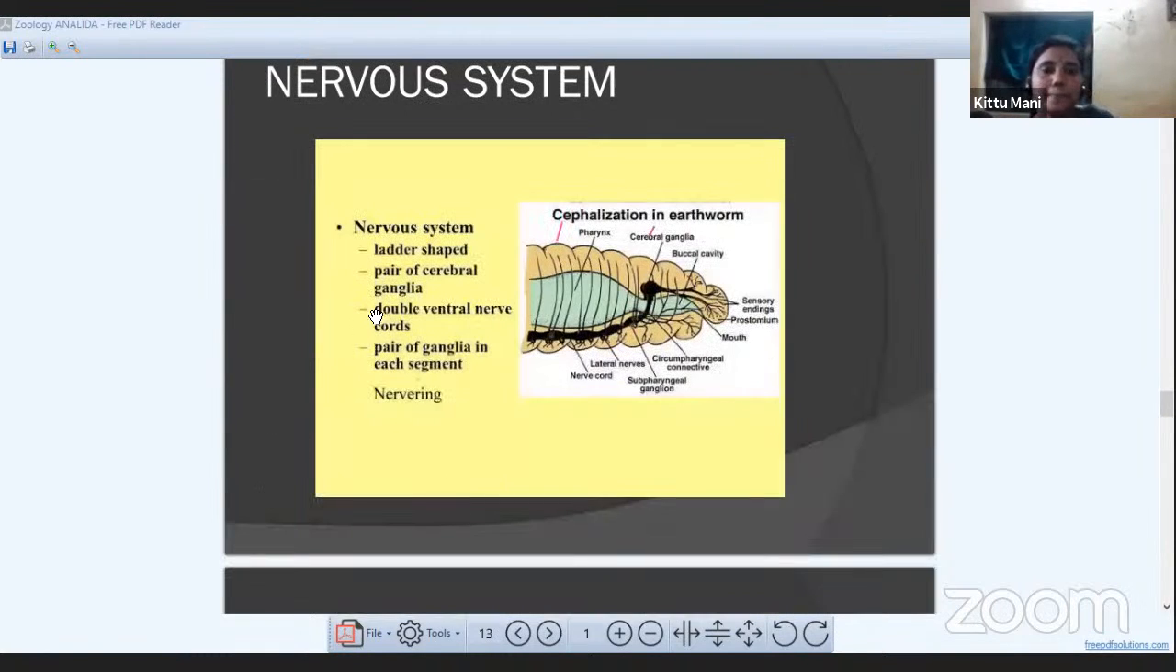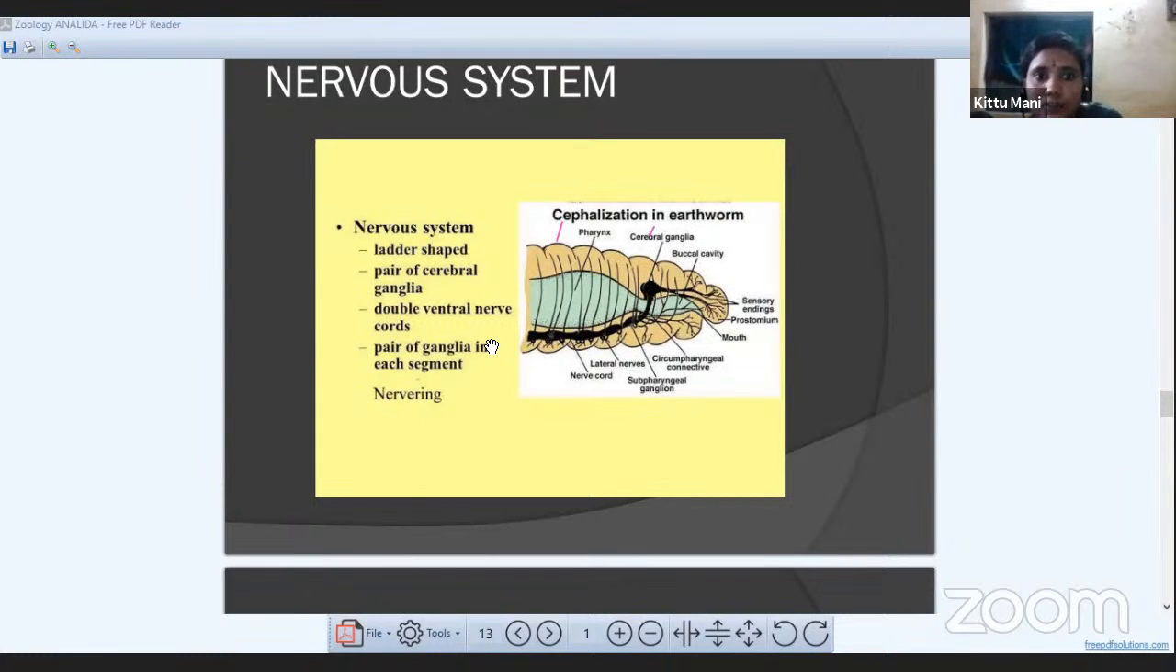Then next, we will observe the nervous system. What is that, students? Nervous system of the annelida. Here we can observe the nervous system has a ladder shape. Ladder means what? Okay, the ladder-shaped pair of cerebral ganglia. Okay, here we can observe this is the pair of cerebral ganglia. All of you look into the picture. Here cerebral ganglia are present, and a double ventral nerve cord is present.